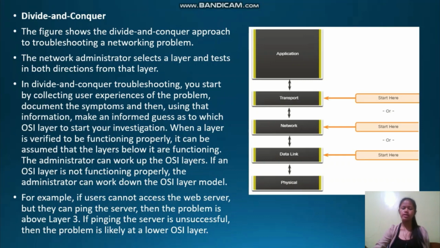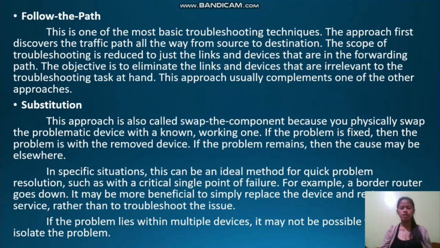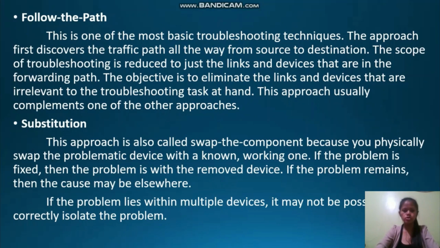If an OSI layer is not functioning properly, the administrator can work down the OSI layer model. For example, if users cannot access the web server but they can ping the server, then the problem is above layer 3. If pinging the server is unsuccessful, then the problem is likely at a lower OSI layer. This is one of the most basic troubleshooting techniques.